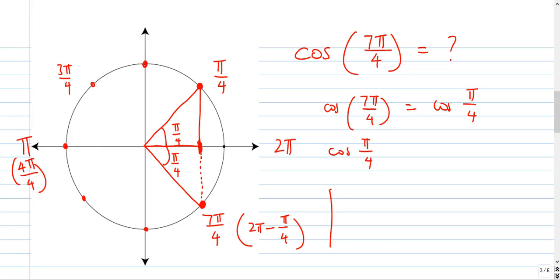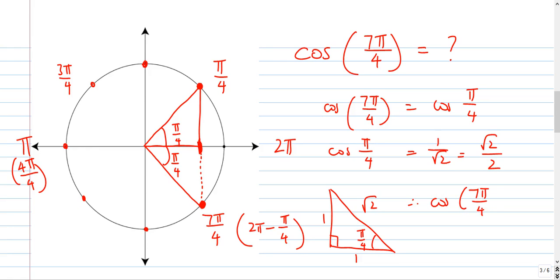I would draw up again a quick triangle, 1, 1, root 2, pi on 4. Cos of pi on 4, adjacent over hypotenuse, 1 over root 2, or root 2 on 2. Therefore, cos of 7 pi on 4 is root 2 on 2. It's exactly the same as pi on 4.